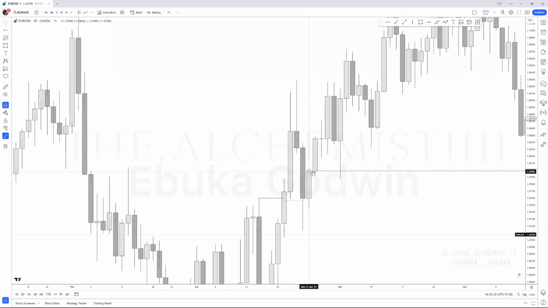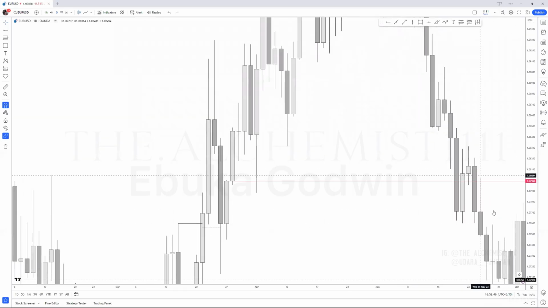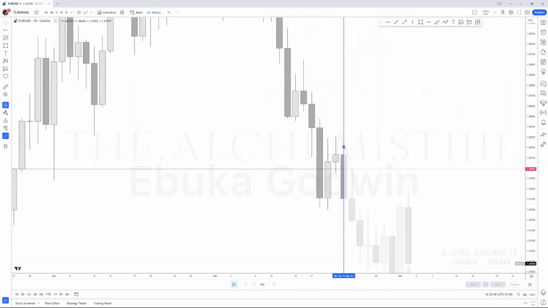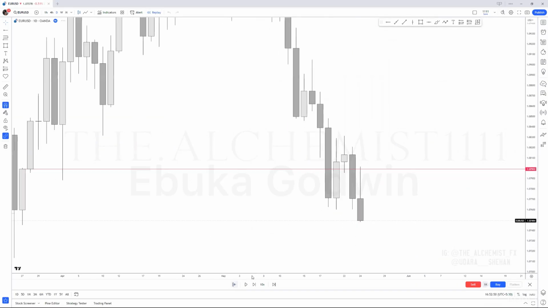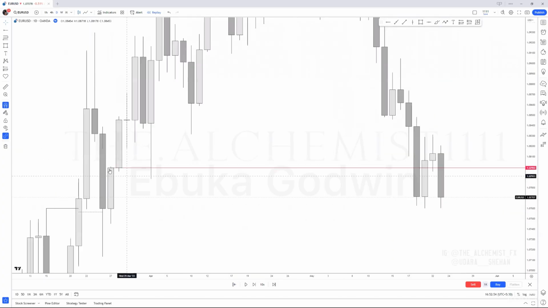Can you see that this level was once used as a support? Okay, so after those levels are broken, it pretty much gets used as a resistance at least once before falling. So that is why we use that level, because most people, when the market is here, will ignore this zone.